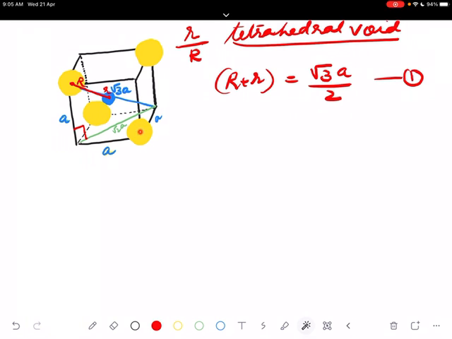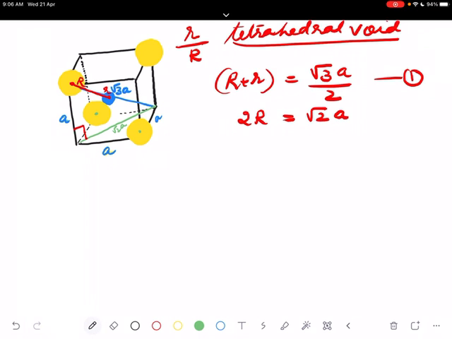That means it's capital R plus capital R, that is 2R. 2R is equal to, what is the length? Root 2a. That is a face diagonal. The face diagonal is root 2a. That is the same length as that of the green line. So that green line I can show over here from its center to its center. This one. This is again root 2a only.